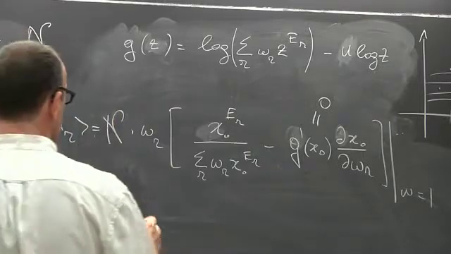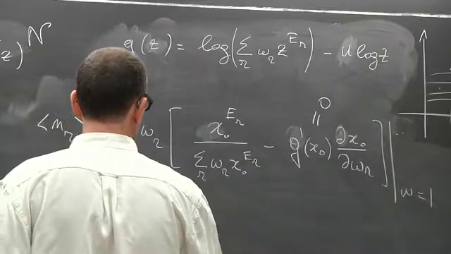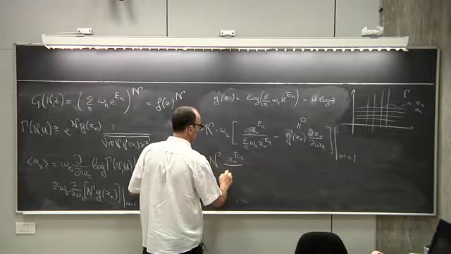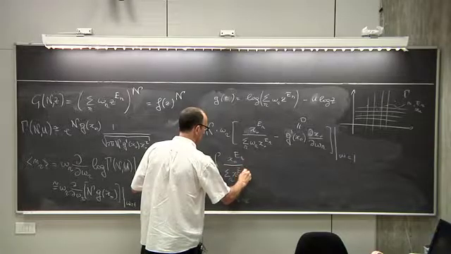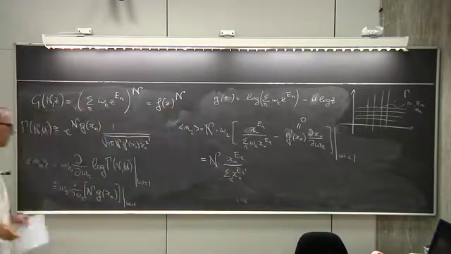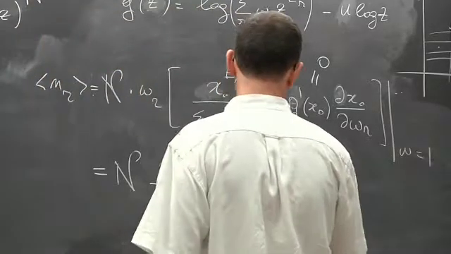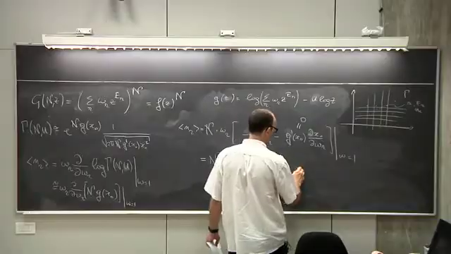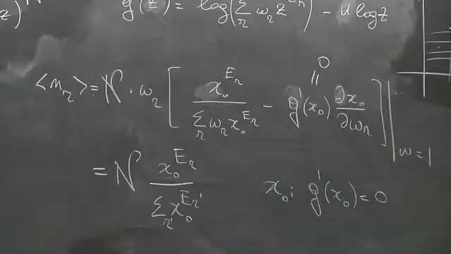So the result which I get, if I set all the omegas equal to 1, is that this is just n times x naught to the power ER divided by the sum over R prime of x naught to the power ER, where this x naught is determined by the condition that this thing should be equal to 0, which is the constraint which fixes the average energy. Okay. Now, this is the final result.